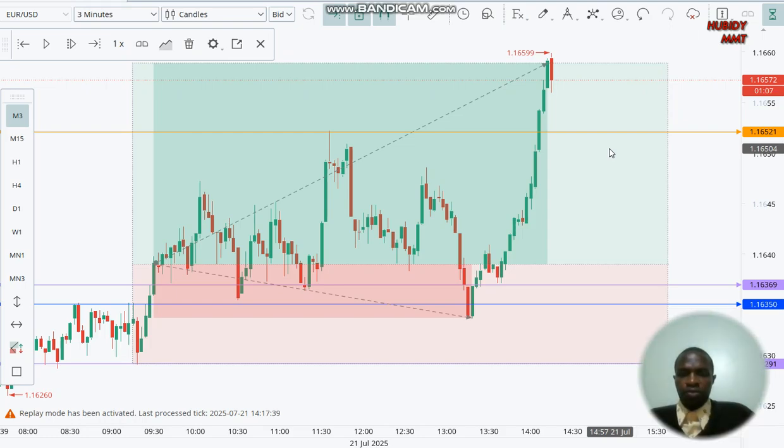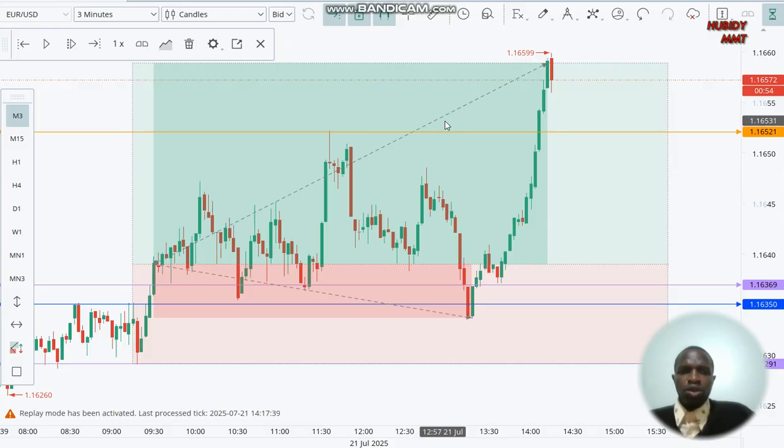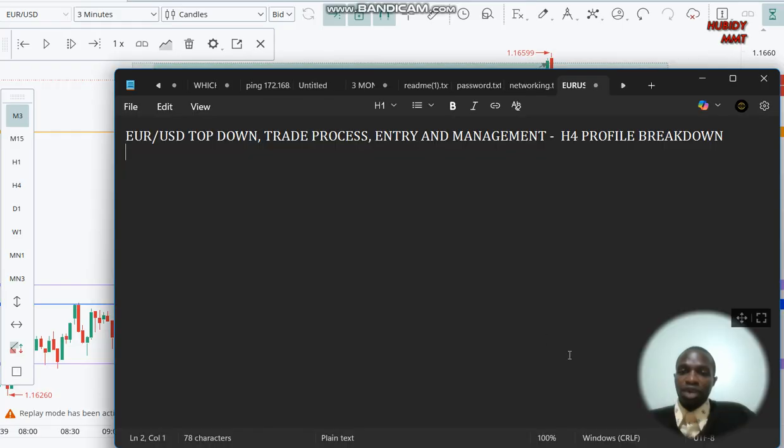I want to do a trade breakdown for Euro USD and how we arrived at taking this trade and smashing it at take profit. With this trade, you will learn a lot because there are a few things that we are going to cover. We are going to cover the top down, the trade process, the entry, and the management of the trade.